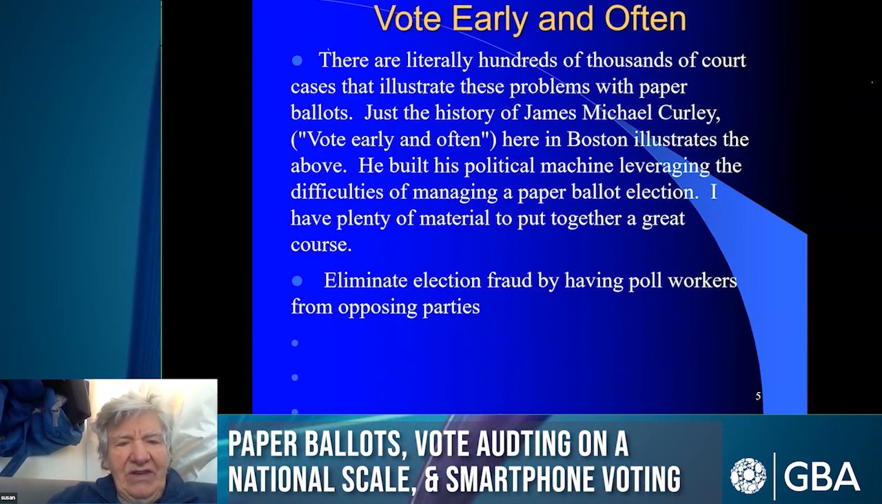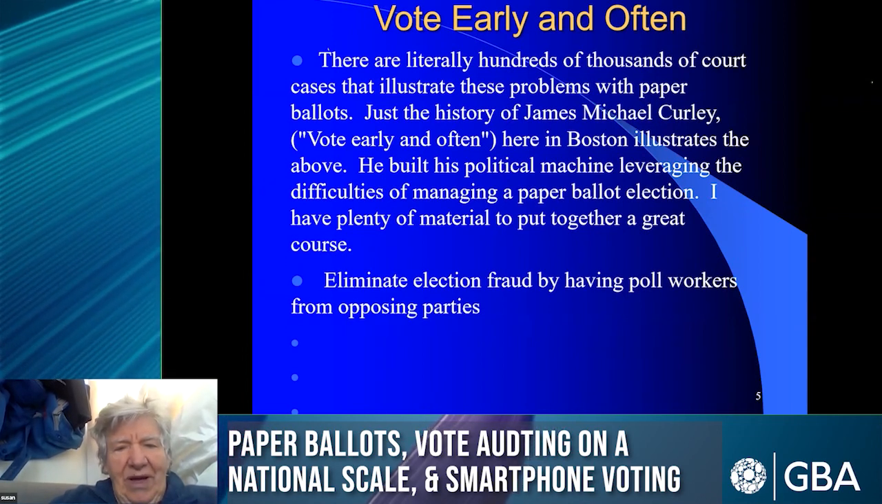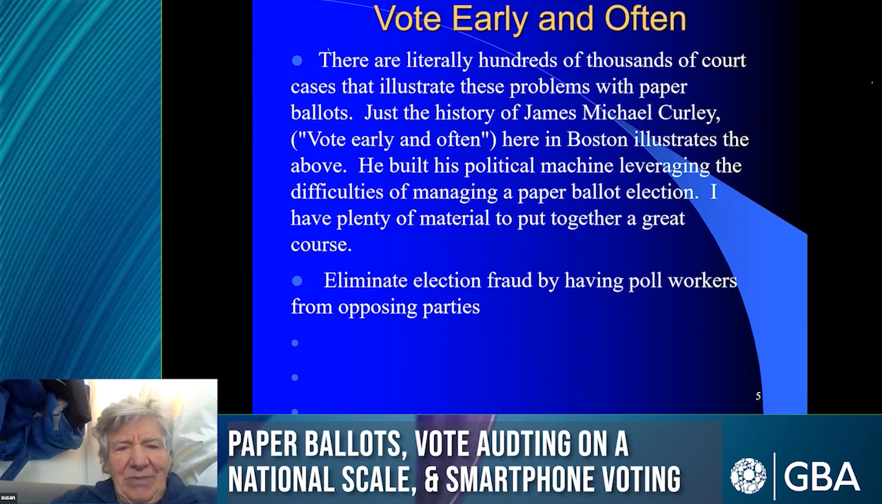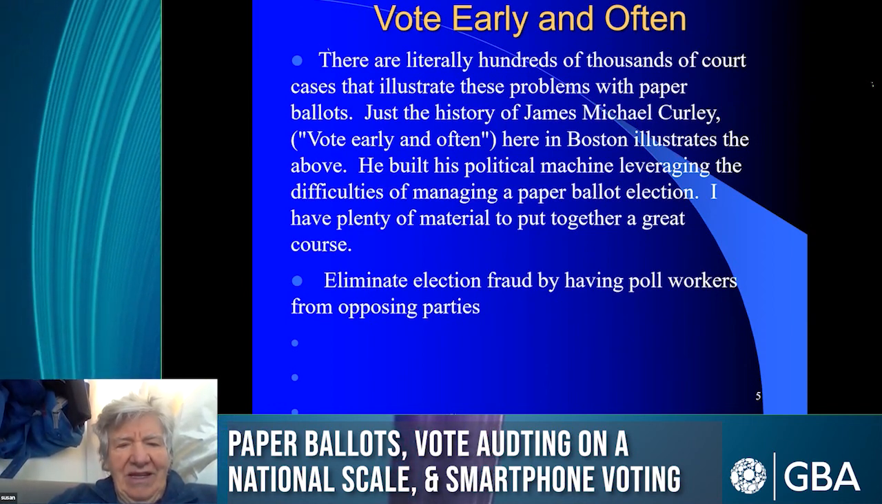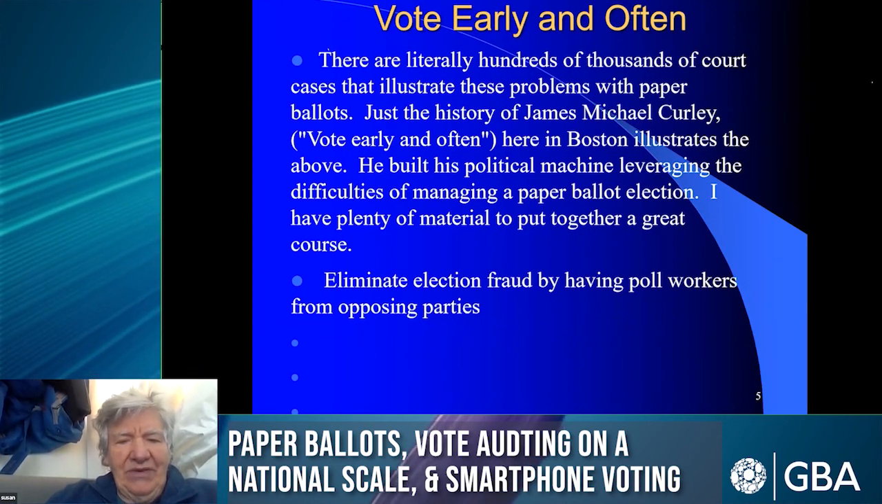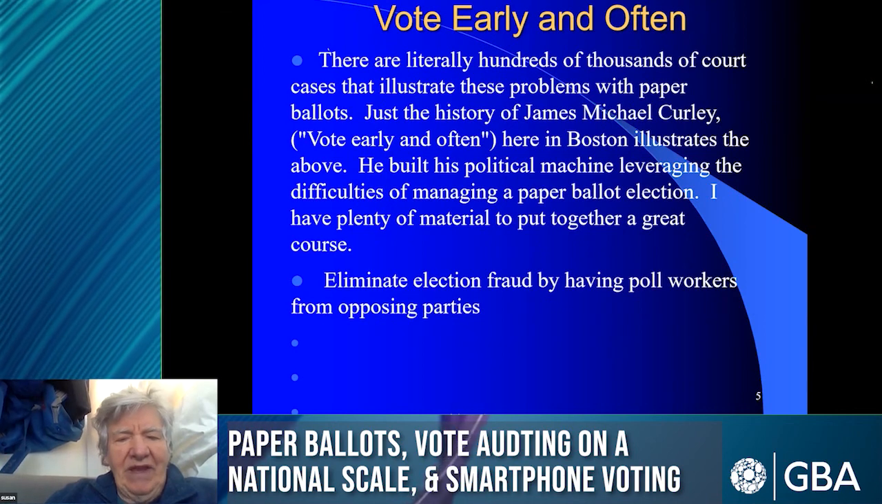Where the results change during the recount. And one of the problems with paper ballots is the old James Michael Curley slogan here in Boston, vote early and often. And he embraced paper ballots. He built his political machine leveraging the difficulties of managing a paper ballot election.